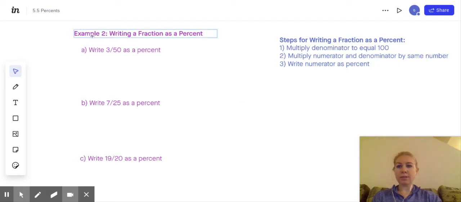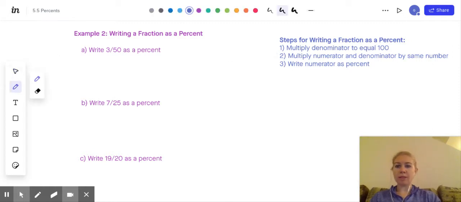All right, let's go over example 2, writing a fraction as a percent. And this is part of chapter 5, section 5, percents. Problem A says write 3/50ths as a percent. I have the steps over here on the right, and step 1 says to multiply the denominator to equal 100. Okay, so I'll show you what that means.